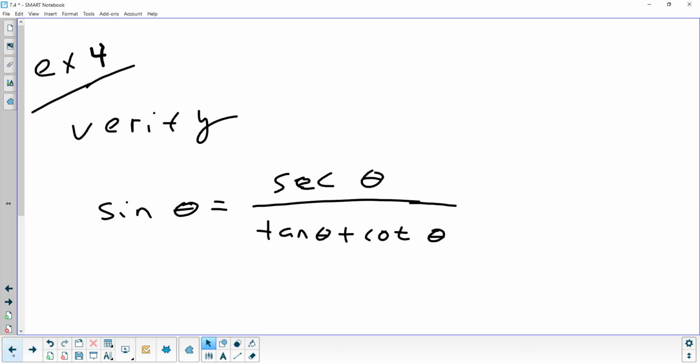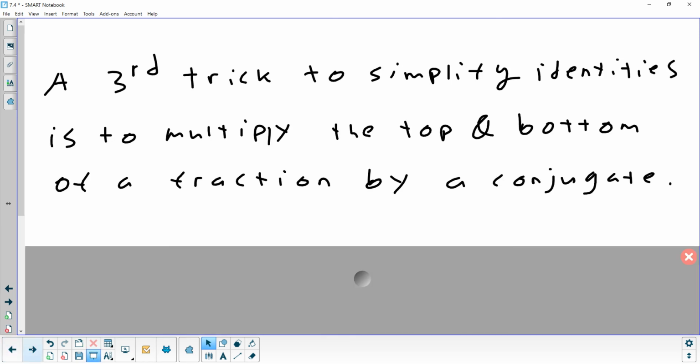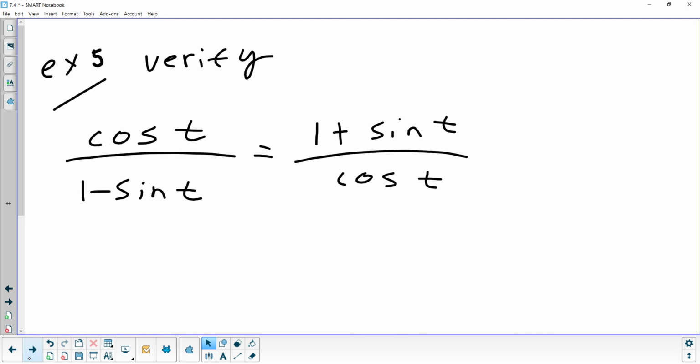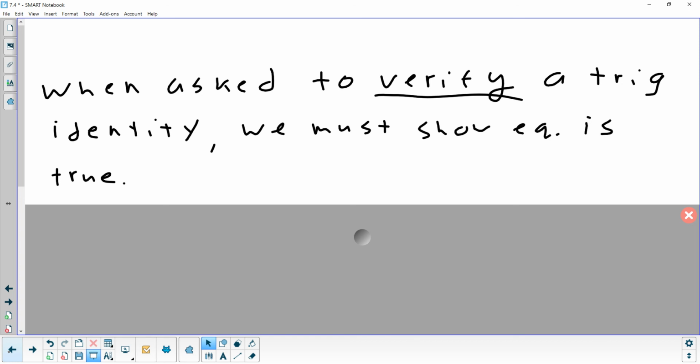But in a verify problem, which don't write it yet, they give you something on the left, they give you something on the right. The goal is to turn one side into the other side. So you know what to start with, you know what to finish with. Get the steps in the middle to get me from the start to the finish. So verify is a little bit nicer because you know what the final answer is. You just have to get there. Verify means prove that what's on the left and what's on the right are equal to each other.